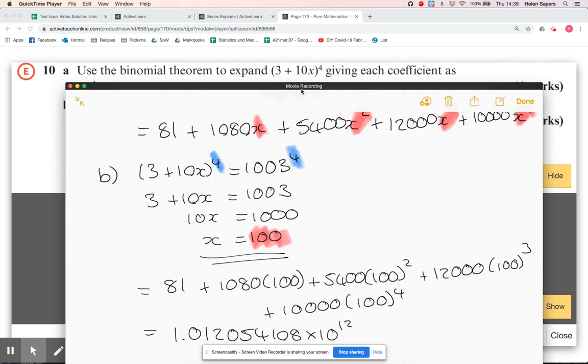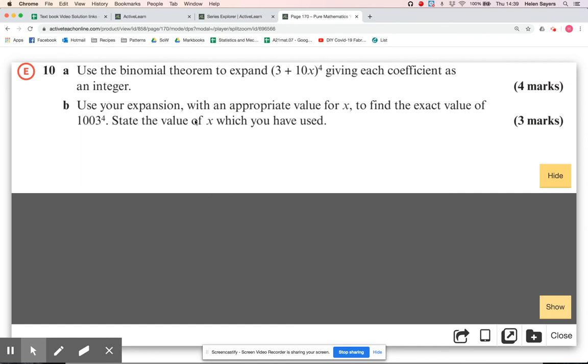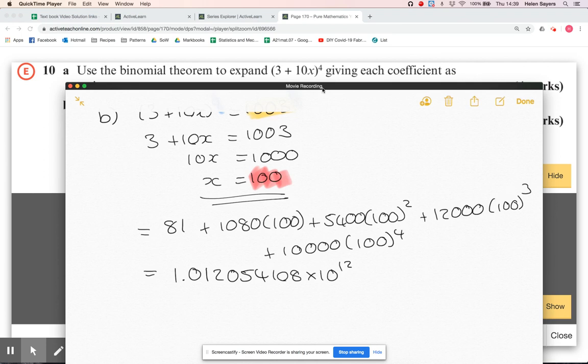But the first thing I'm going to do, before I worry about rewriting that, is I'm actually going to stick that into my calculator. So 1003 to the power of 4. Yeah, so that is giving me not exactly the same. In fact, no, it is. Well, yeah, so it's giving me the same number to the amount of significant figures I can see on the screen. So that convinces me that we are correct. State the value of x we have used. So I think we've already done that clearly. Yeah. So we used x as 100.